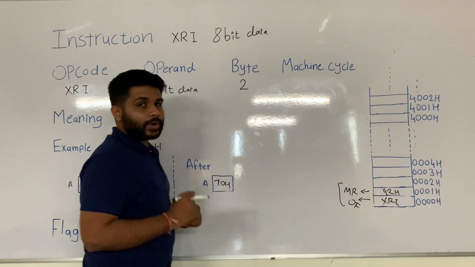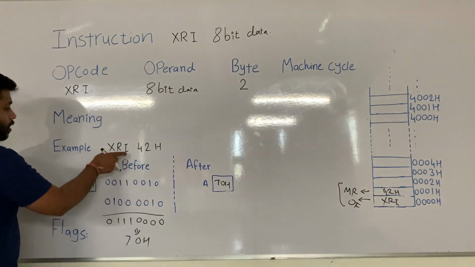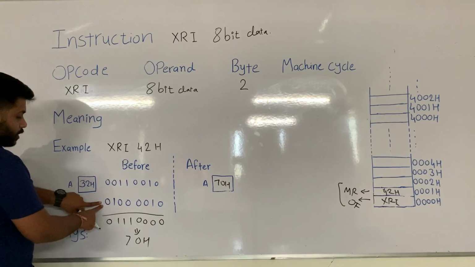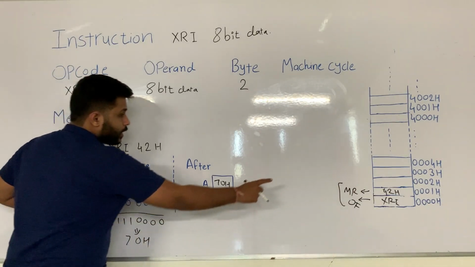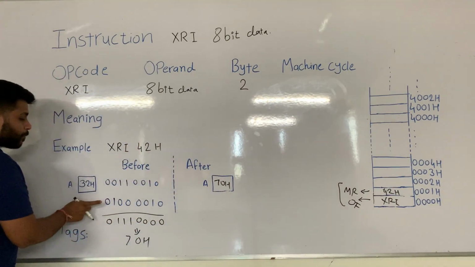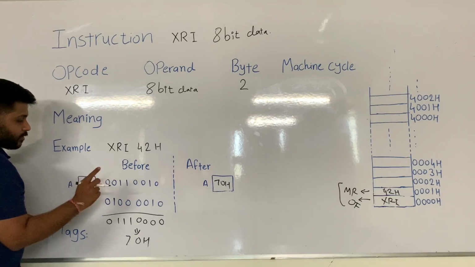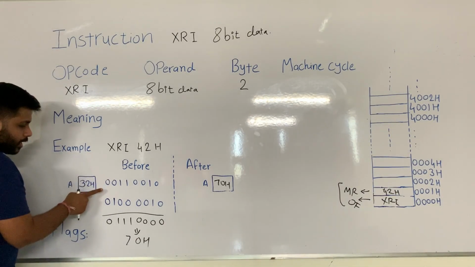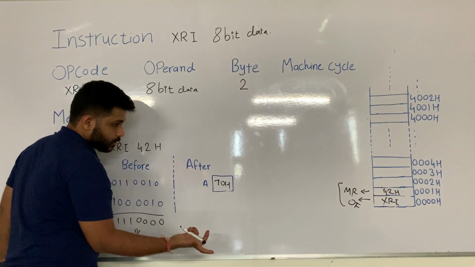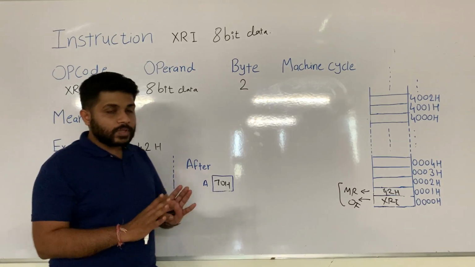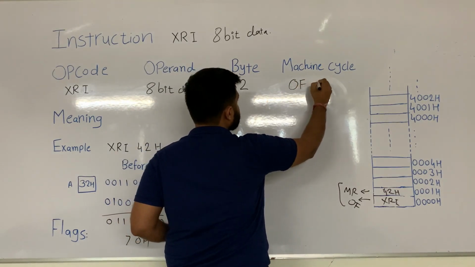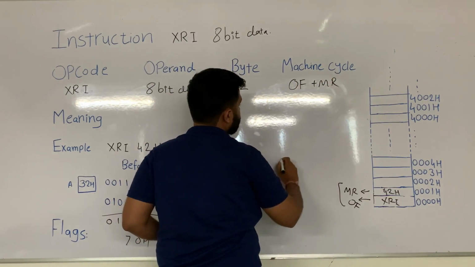Now during execution, what is happening? The logical XOR is being performed between the content of the accumulator and 42H. If you remember, 42H was transferred during the instruction read process. It means 42H is already present in the microprocessor. So the processor will perform XOR between the content of the accumulator and 42H, and the result is stored in the accumulator. Again, the accumulator is a part of the microprocessor. So during the execution, no interaction with memory is happening. So only 2 machine cycles are needed, that is opcode fetch plus memory read. And this is it for this instruction.